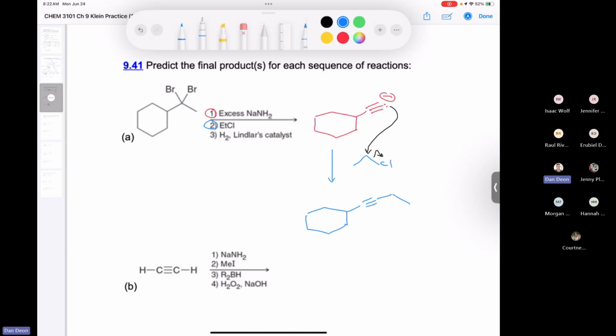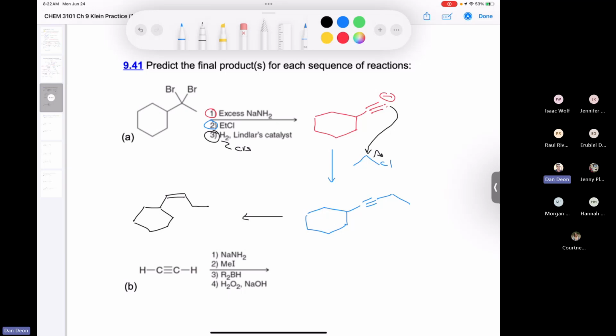But anyhow, and then the next step says hydrogenation with Lindlar's catalyst. Well, remember that enables you to form the cis alkene. And so after the last step, what we end up with is something that looks like this. So we're going to have our ethyl group over here, and then we're going to have our cyclohexyl group like this. And there you go. So there's the final product, just like that.